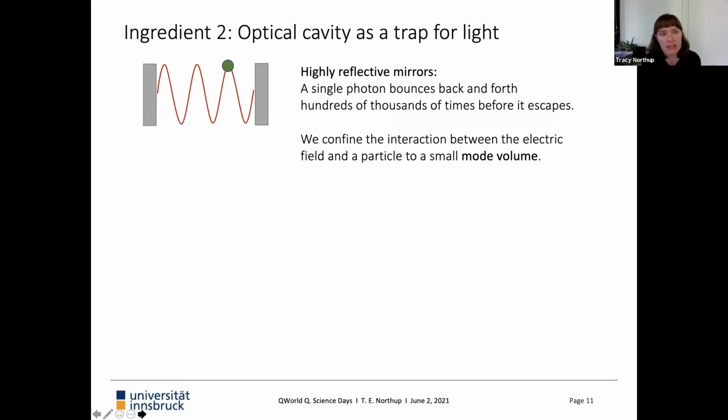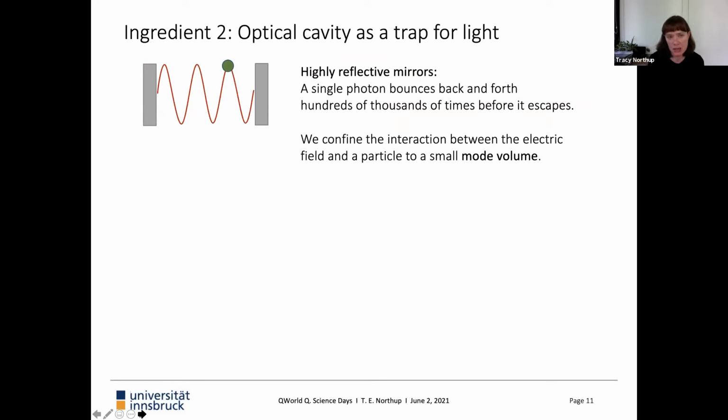And the second ingredient today is going to be optical cavities. So we can think of an optical cavity here as something that we're using to trap a light field, just like we're going to use electromagnetic fields to trap ions. And so we can trap a light field by putting two mirrors opposite to one another. So if we have highly reflective mirrors, then a single photon will bounce back and forth between these mirrors hundreds of thousands of times before it escapes.